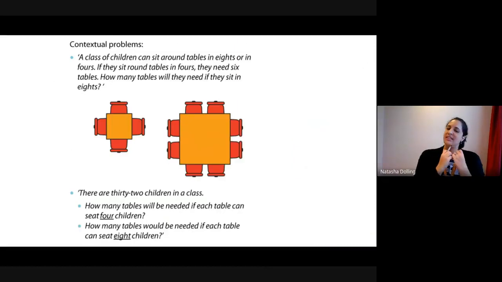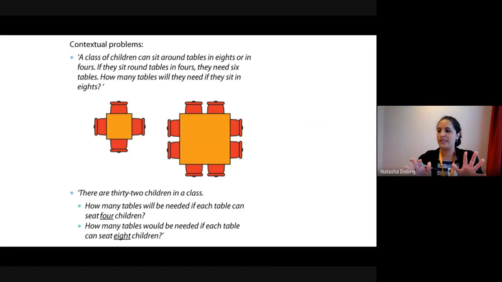I'm just going to show you this last contextual problem from the NCTM. A class of children can sit around tables in 8s or in 4s. If they sit around tables in 4s, they need 6 tables. How many tables would they need if they sit in 8s? So I'm not, you're probably pleased to hear, going to make you do that, but that's a really nice practical problem that you can do with children in classrooms.